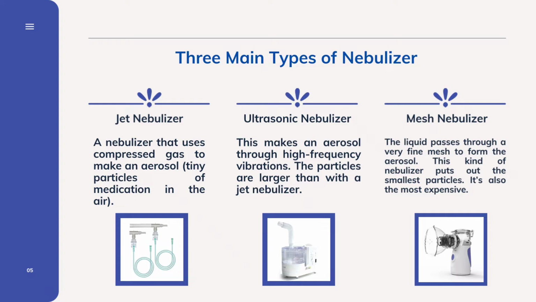The second one is the ultrasonic. This makes an aerosol through high-frequency vibrations. The particles are larger than with a jet nebulizer. Ultrasonic nebulizer is divided into two categories. First, large volume ultrasonic nebulizer, and second, small volume ultrasonic nebulizer. Whereas the large volume ultrasonic nebulizers are most commonly used to deliver hypertonic saline for sputum induction, small volume ultrasonic nebulizers are used for delivery of inhaled medications.